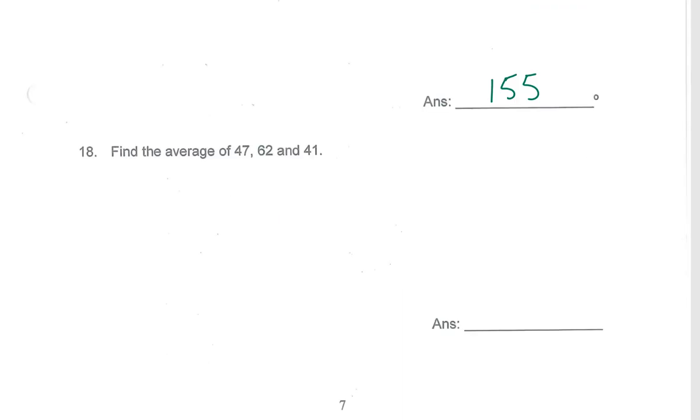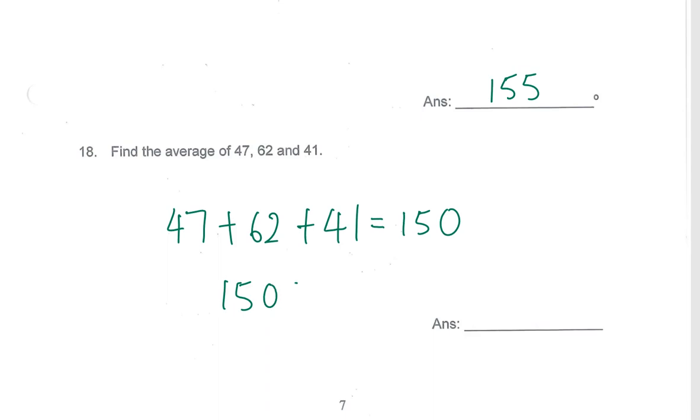Question 18, find the average. First step, adding up the total. Again, shouldn't see anyone adding up wrongly. 150 divided by 3. If your answer is a whole number, nice number, usually there is no issue.